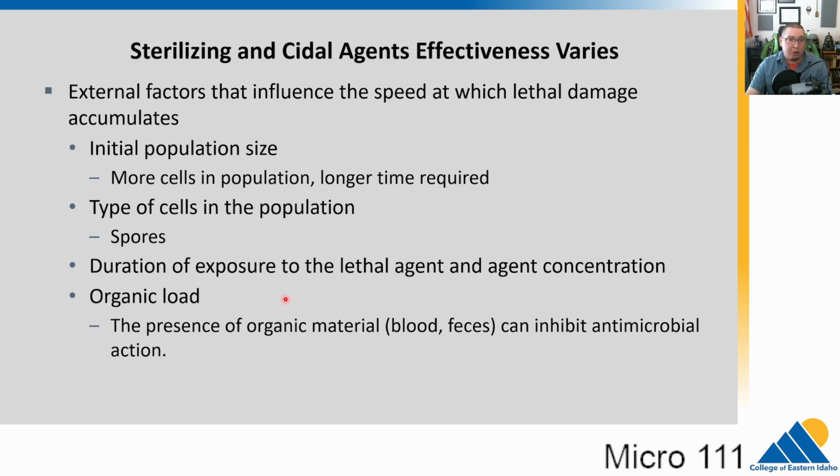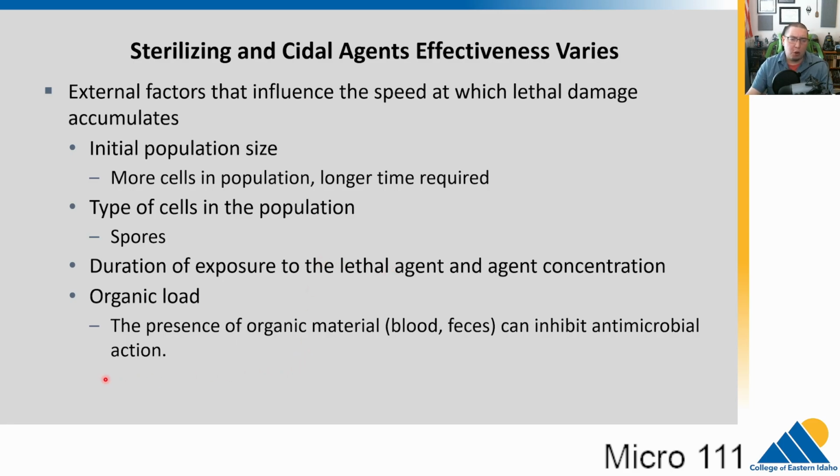There are, of course, many factors that influence the speed that the killing actions of things like bactericides can work at. One of the main factors is the initial population size of microbe that's in there. The more cells that are in the population, the longer it takes for a cidal agent to kill them all. The types of cells that are in there are, of course, very important. If you have spores in there, many cidal agents will take much longer to destroy those spores, if they can at all. Some things cannot destroy spores. Also, how long they're exposed to the lethal agent and the concentration of the agent. So how concentrated is the chemical that's being used to clean, and how long is it left on a surface?